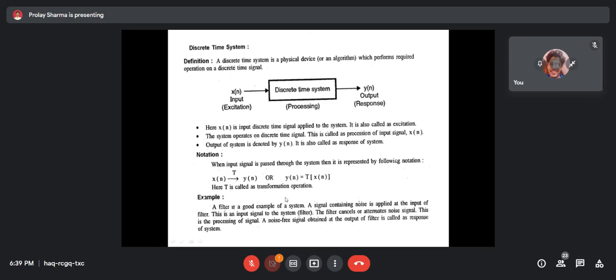So we can consider a filter as a system. It will take some signal and alter its frequency content. It will allow some frequency components of the input signal to pass, and it will attenuate some frequencies of the input signal. So this is called a filter system.